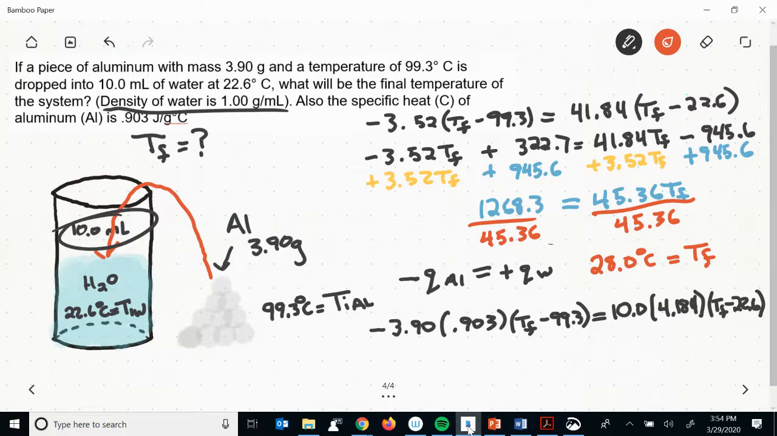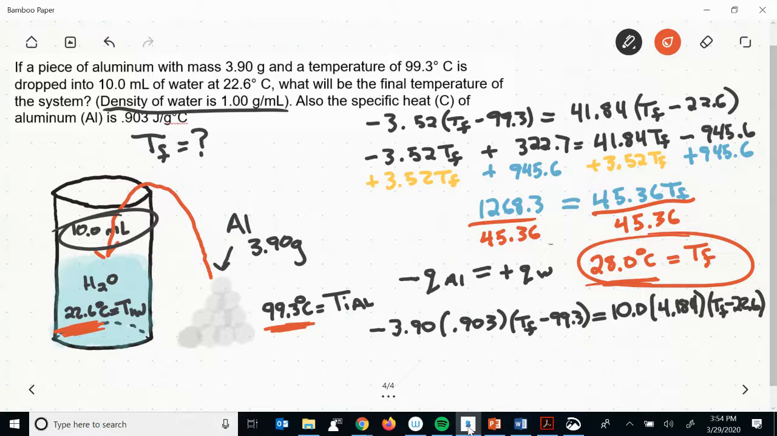There are a couple of things that I want to conclude with before we leave. Number one is, in any of these problems, your answer should always be between your two starting temperatures, always. The second thing I want you to note is that our final temperature of 28 degrees Celsius is much closer to our initial temperature of water than it is to our initial temperature of aluminum. That makes sense to me.